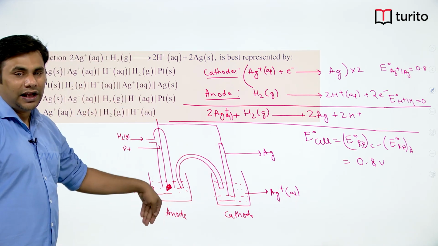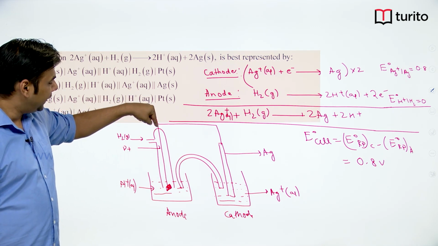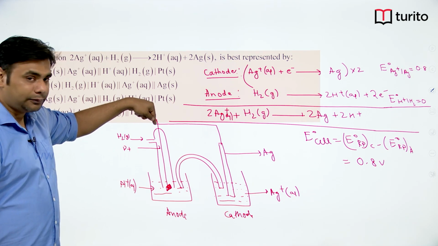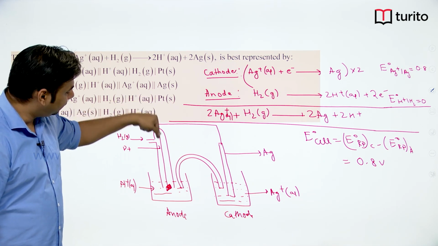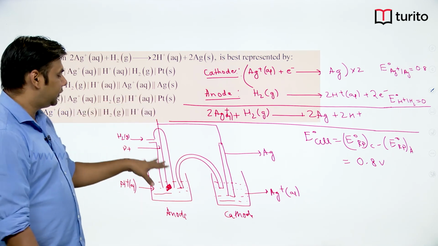Because hydrogen cannot be directly pumped into the solution, we are taking the help of a non-reactive electrode, that is platinum. So we are passing hydrogen gas on this platinum wire. It is getting absorbed and going into the solution. So this is the main cell.